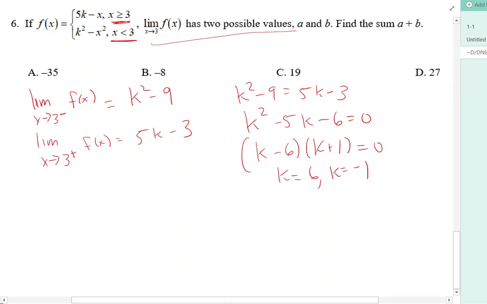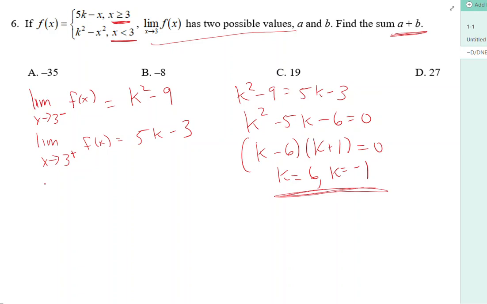Now, this answer is not here, but I think a great distractor would be positive 5. Because it's telling you to find the sum of a and b. And if you accidentally think that's your a and b, you would add those up and get 5. However, those are the values of k. So we've got to go back and rewrite the function.